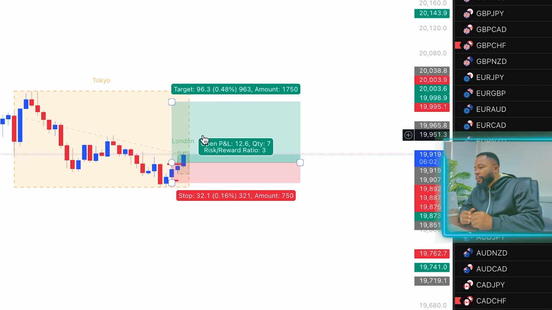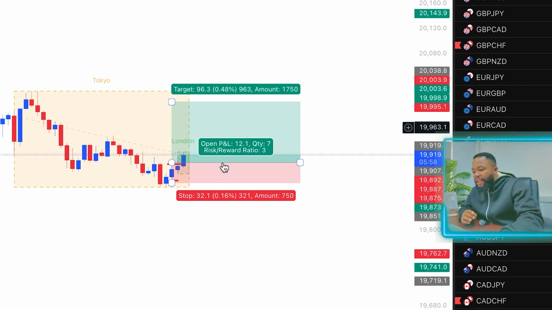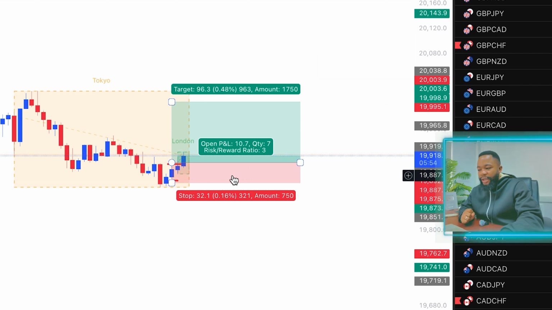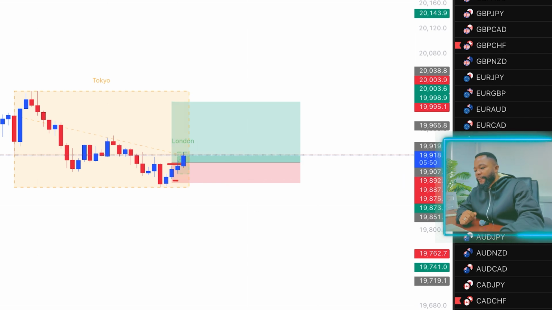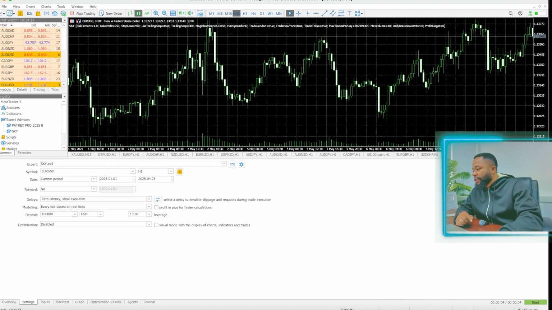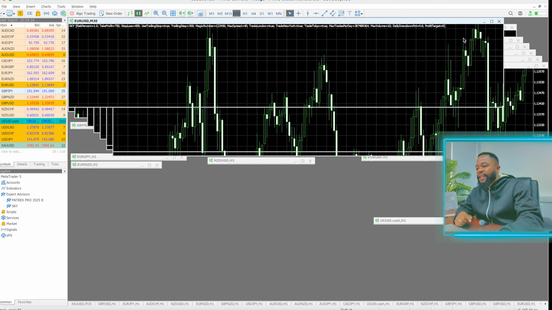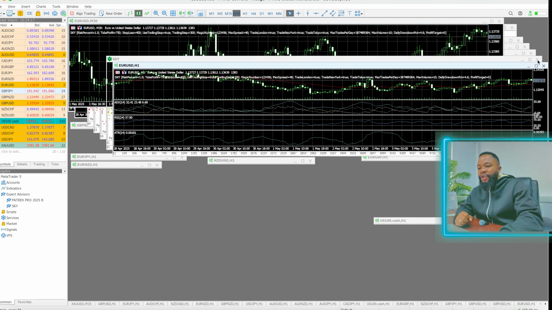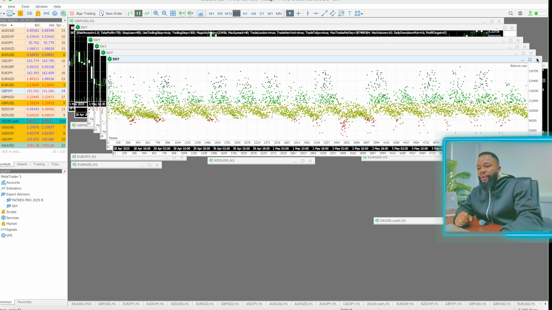I'm going to show you guys how to put a trailing stop on your trade. So for example, this particular one, our risk was 321 pips, or 321 points. Let me show you guys how to put a trailing stop. We're going to be taking this same one since the market just opened. We're going to treat it as if we actually took that one.